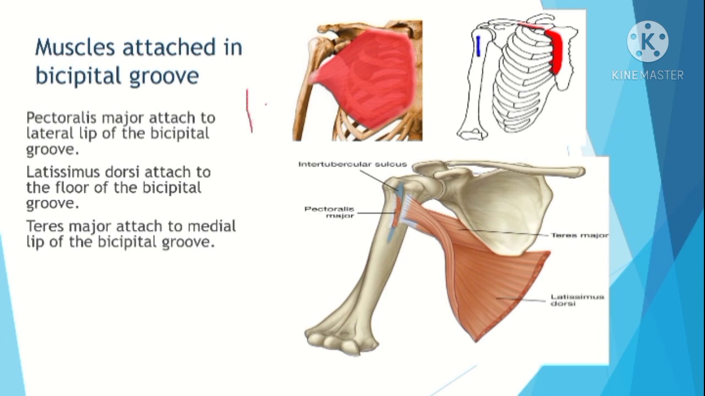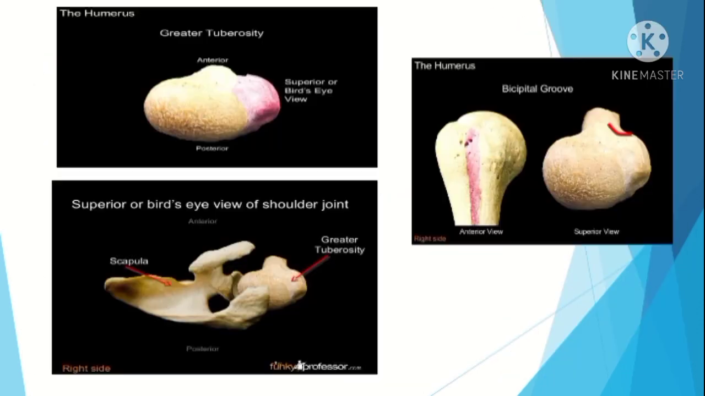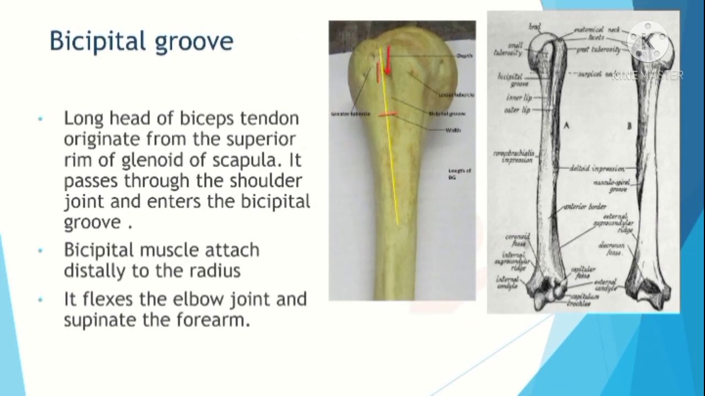First is the lateral lip. Second is the floor of the bicipital groove. Last is the medial lip. The lateral lip lies in the lateral region. The floor lies in the center of the region, extending downward, whereas the medial lip lies in the medial region of the bicipital groove. To prove this, I will show you one diagram which you can understand clearly. You can see the medial lip. Here in the center is the floor, and this is the medial lip.